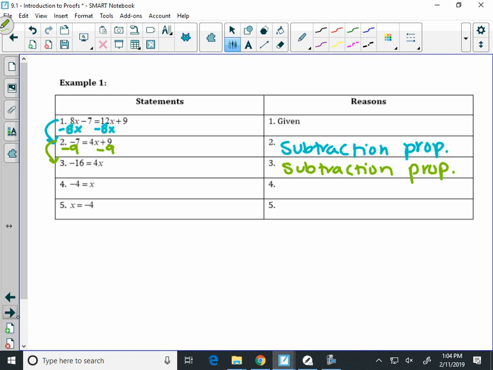And then from step 3 to step 4, what did we do? Yeah, we divided by 4. What property allows us to divide the same thing on both sides? The division property. And I'm going to abbreviate that as well. I don't abbreviate subtraction property because the abbreviation for subtraction and substitution are the same thing.